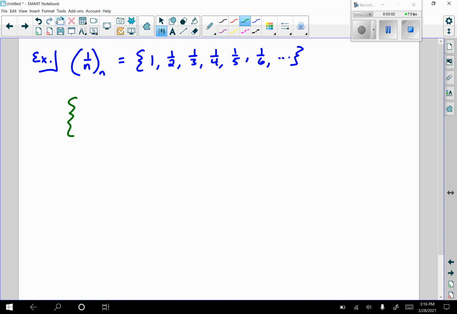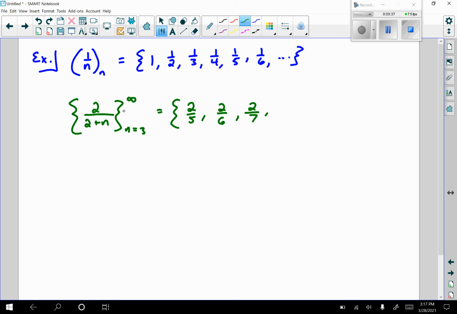Or we might see something that looks like this. We could have 2 over the quantity 2 plus n as n goes from 3 to infinity. So if it's not telling us what n is starting at, then we just start with 1. But here, if n is 3, we're going to get 2 over 5, so 2/5. When n is 4, we're going to get 2/6. When n is 5, we'll get 2/7. When n is 6, we'll get 2/8, and so on.